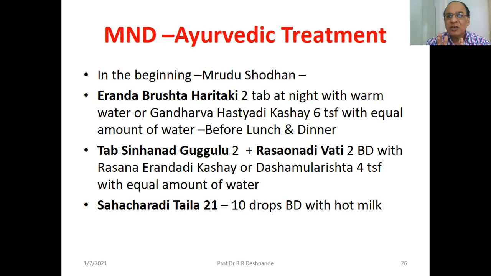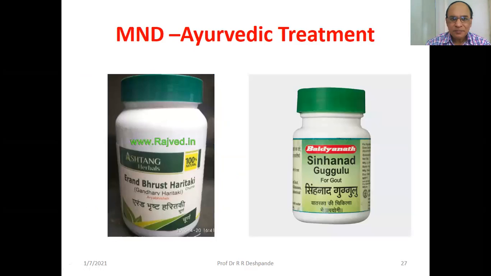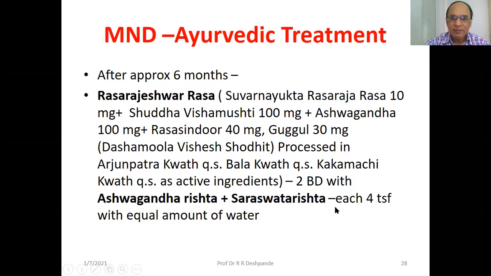Or you can use Dashamula Arishta, 4 teaspoons with an equal amount of water. Sahacharadi Tail, 21, is for internal use: 10 drops twice daily with hot milk. You can see Eranda Vrishta Haritaki tablets are available. You can go to this website. Then Simhanada Gugulu of Baidyanath is also available.